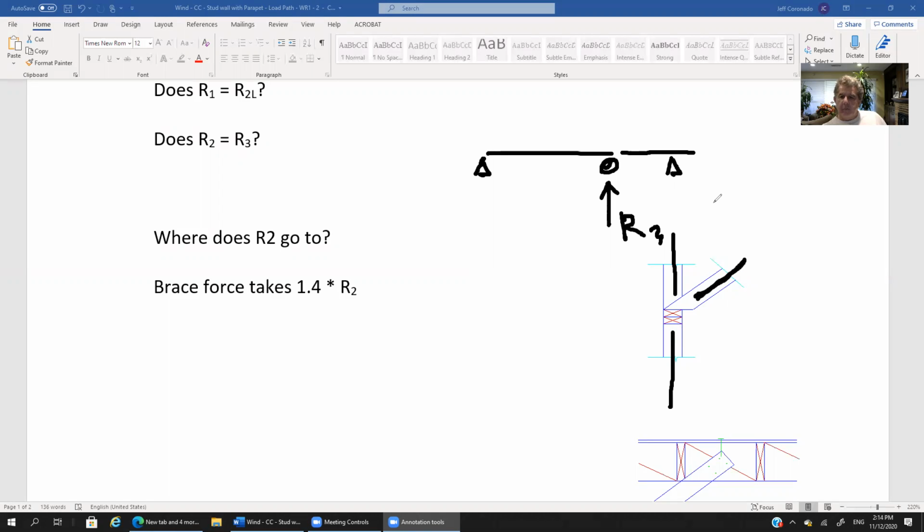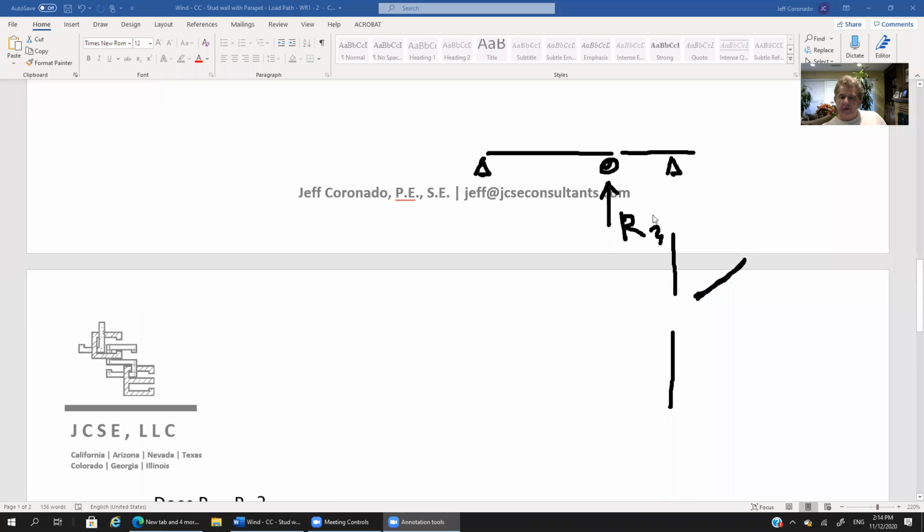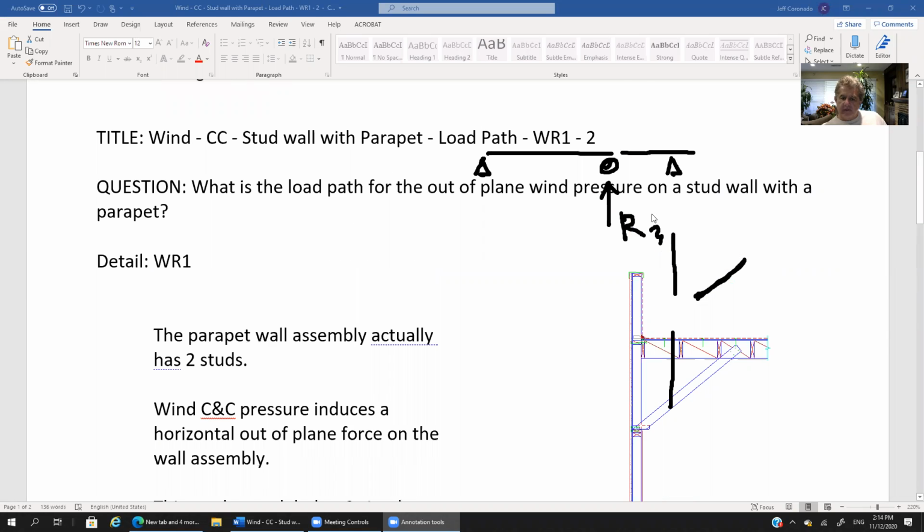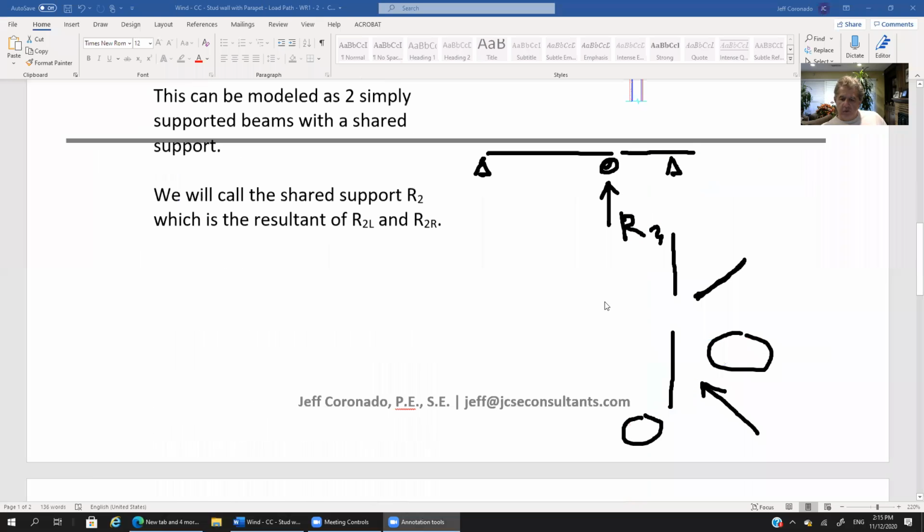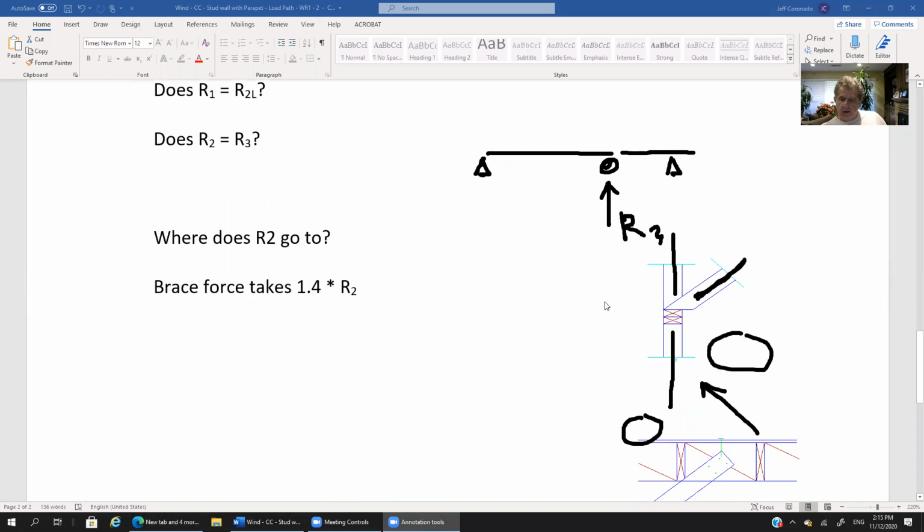So let me go back up the screen here. And you can still see right here in the actual detail, this element right here is a brace. That's a diagonal brace that spans between the top plate here, and it goes up and connects to the roof framing up here. All right, so let's go back to our sketch here.